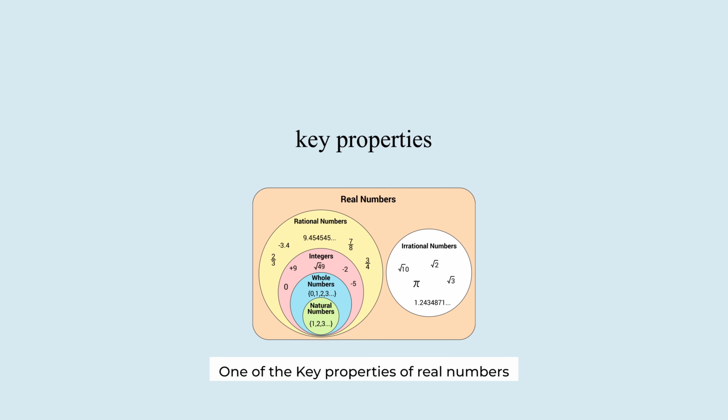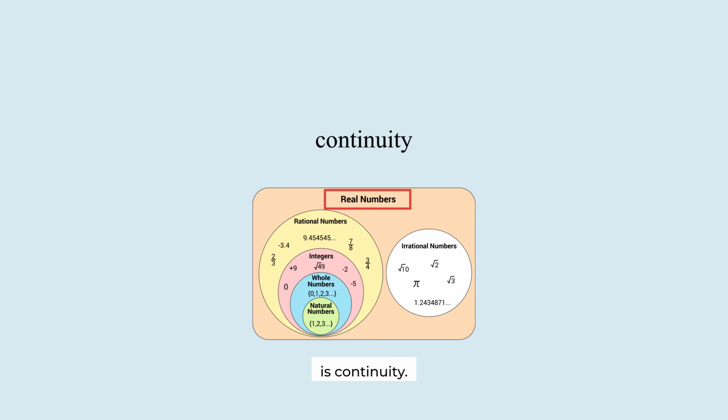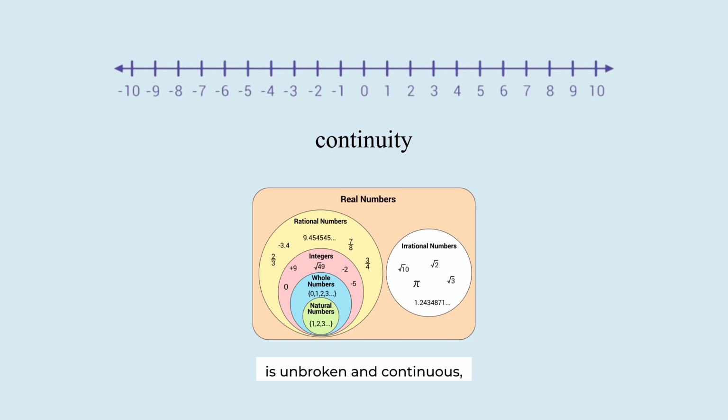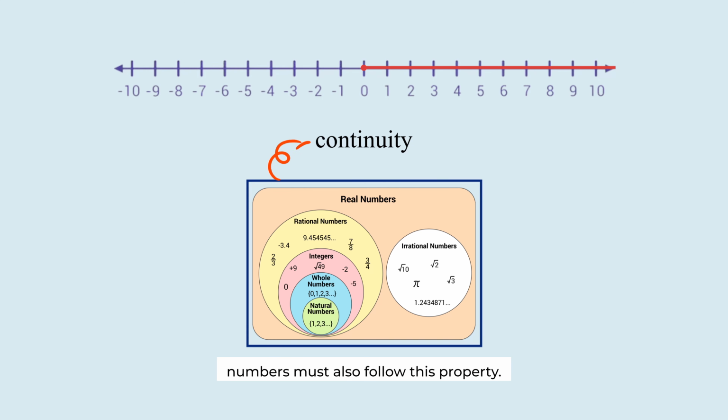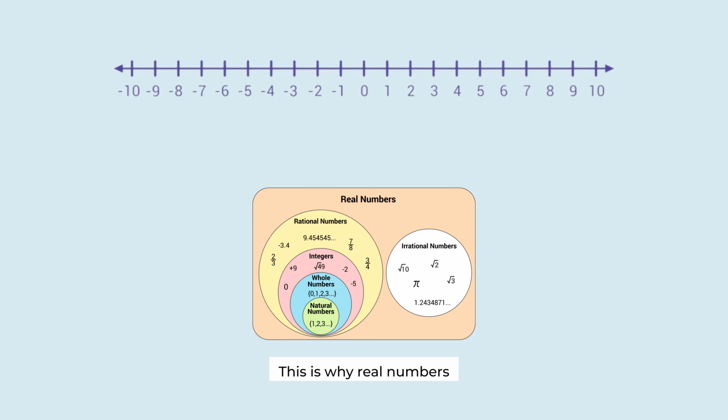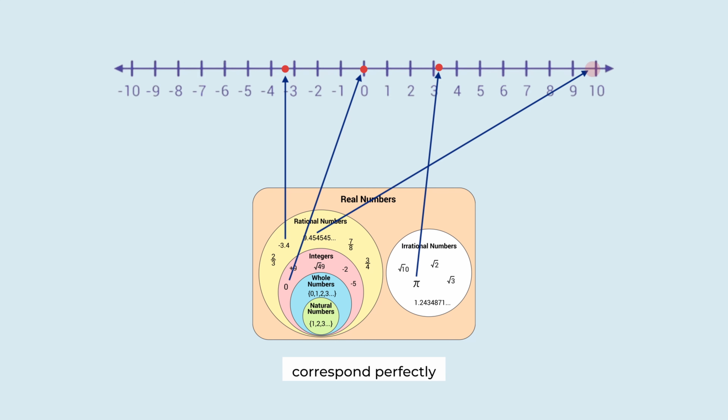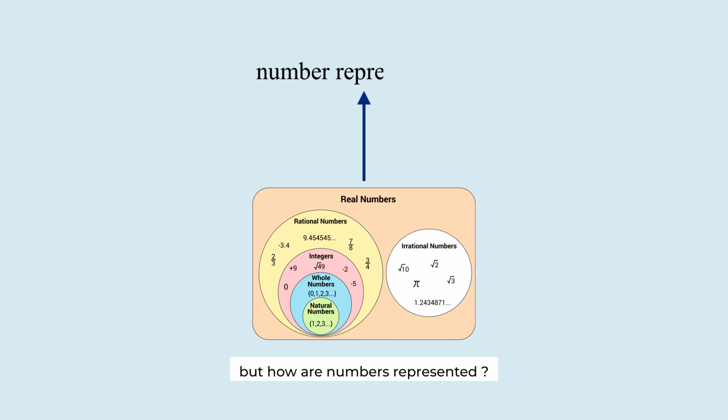One of the key properties of real numbers is continuity. Just as a number line is unbroken and continuous, numbers must also follow this property. This is why real numbers correspond perfectly to points on a number line. But how are numbers represented?